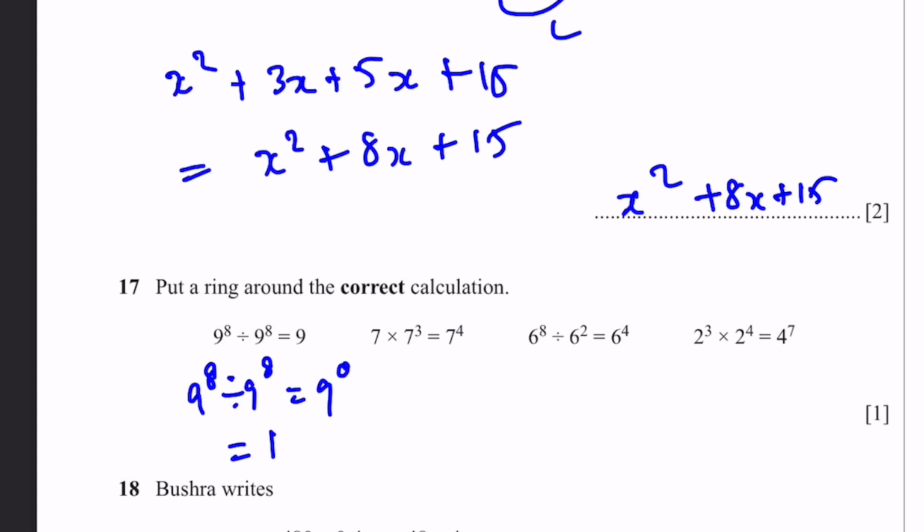7 into 7 to the power of 3 is equal to 7 to the power of 4. 7 is equal to 7 to the power of 1. 7 to the power of 1 into 7 to the power of 3 is equal to 7 to the power of 4. And this is the correct calculation, so we'll put a ring around it.